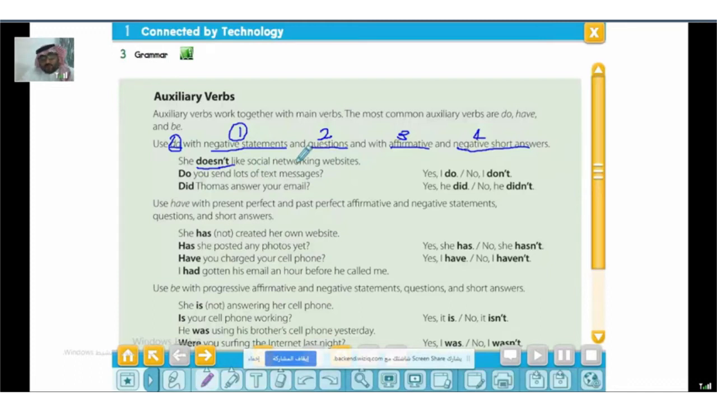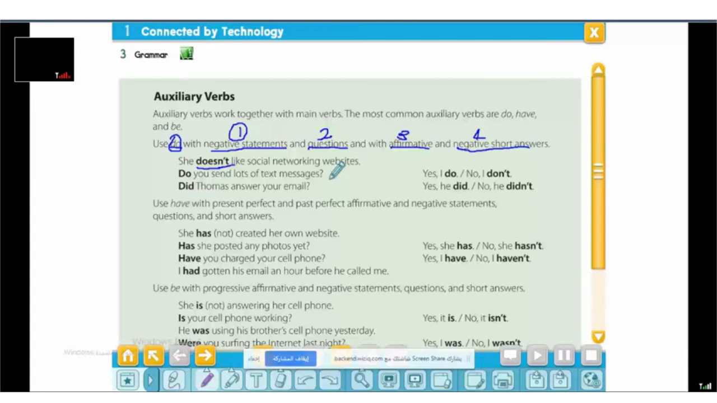And number two, with questions. For example, this is, do you send love text messages? See here, this is a question. This is an example. Use do with questions. This example, do you send love text messages? Okay.